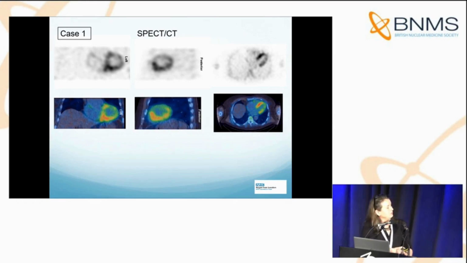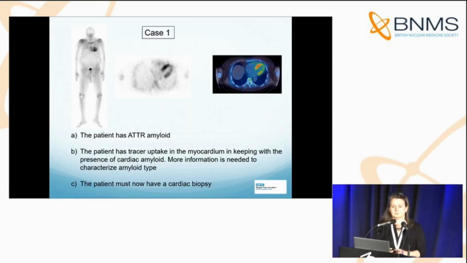We've got characteristic uptake, predominantly septal predominance, uptake in the right ventricle, but we've also got uptake in the walls of the left ventricle. So, moving on, 3 more questions through 3 more statements.